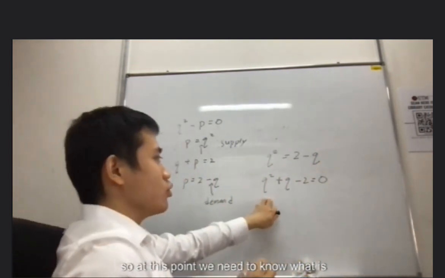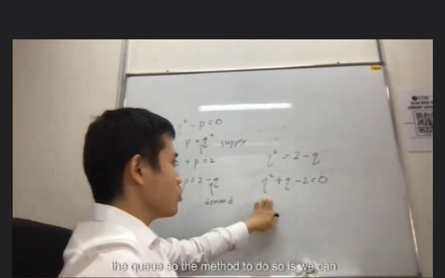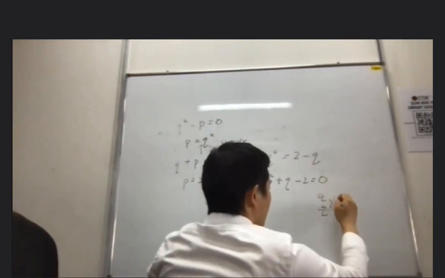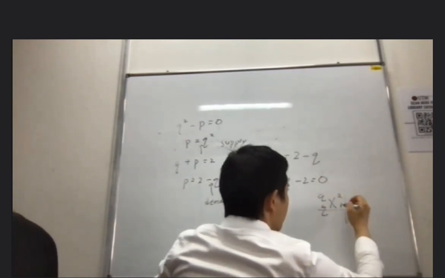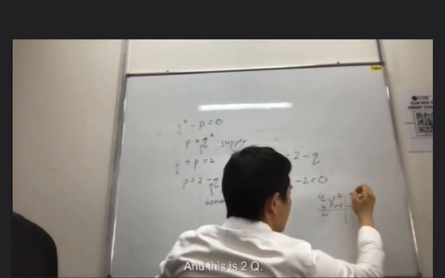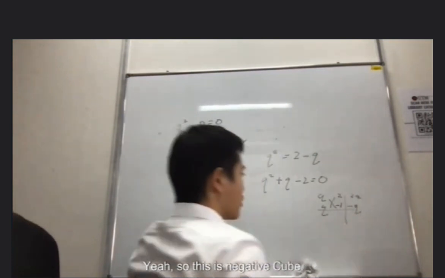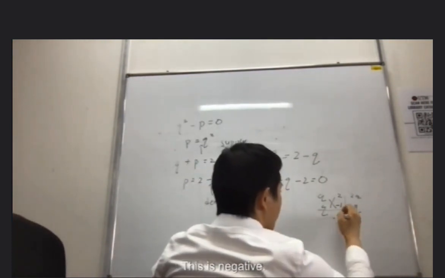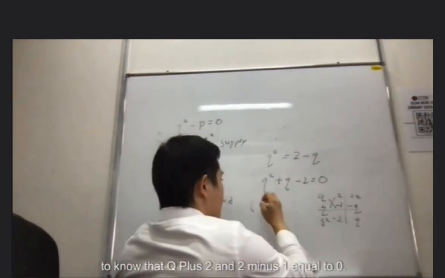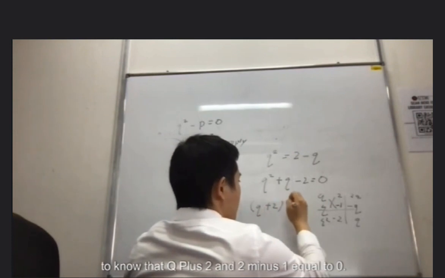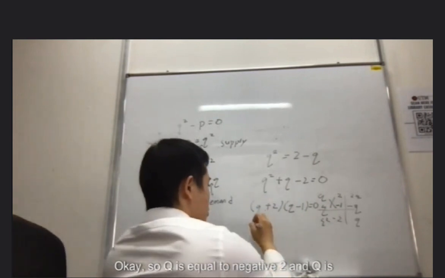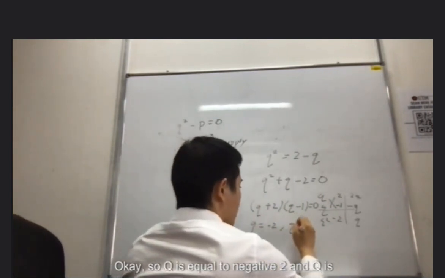At this point, we need to know what q is. The method is to factorize: we put a negative here, so this is negative 1, and this is 2q. Sorry, this is negative q. So this is positive, this is negative, and this is q squared. Based on this method, we get q plus 2 and q minus 1 equals 0. So q equals negative 2 and q equals 1.